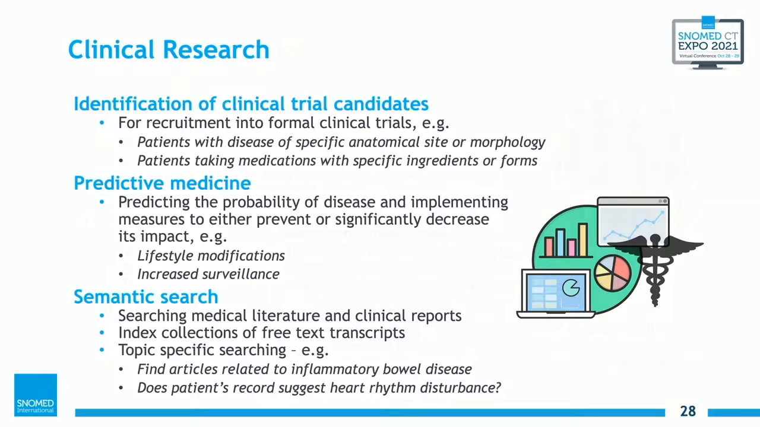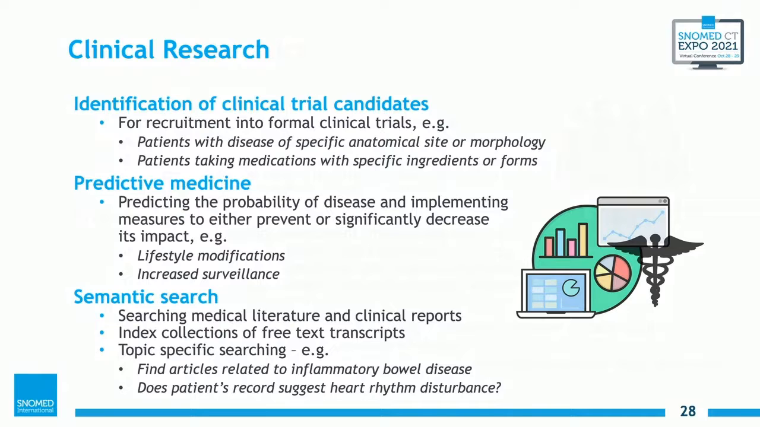And SNOMED CT can help when it comes to predictive medicine. This is predicting the probability of a disease and implementing measures to either prevent or significantly decrease the impact of that disease. For example, lifestyle modifications or increasing surveillance.